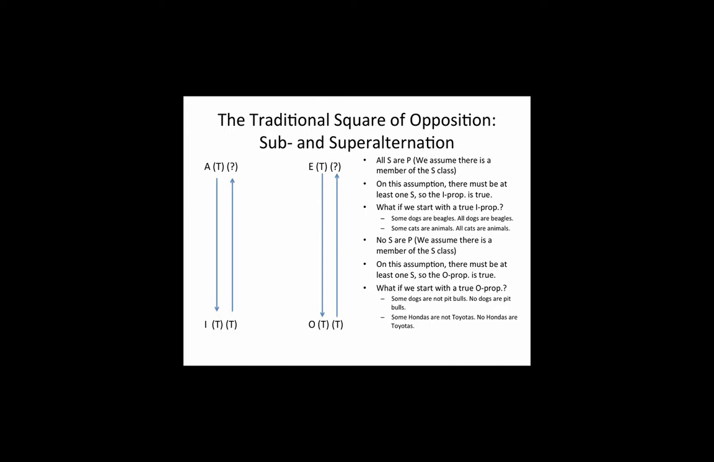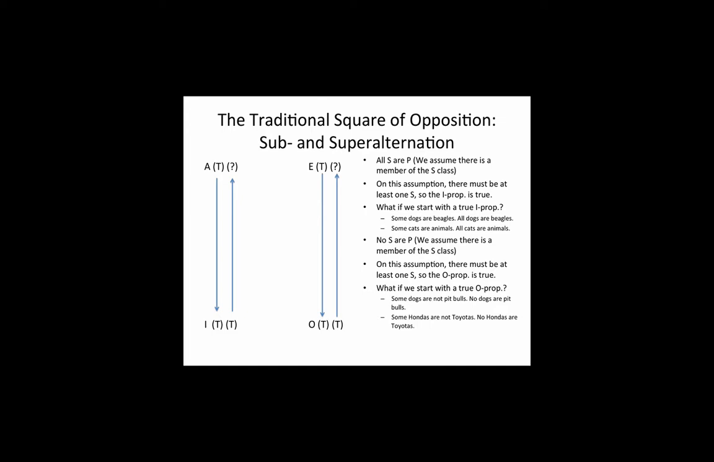Now, if you cast your eye over to the EO relationship, you'll see that it mirrors the AI, or another way to put it is the AI mirrors the EO. We can infer the subaltern from the universal proposition. The subaltern is the subaltern that corresponds to the universal.